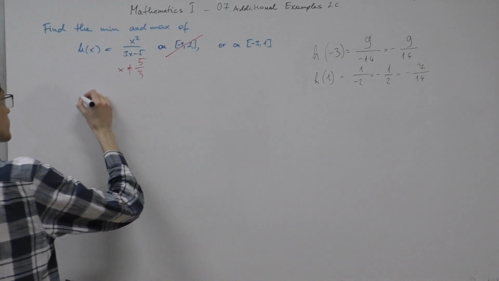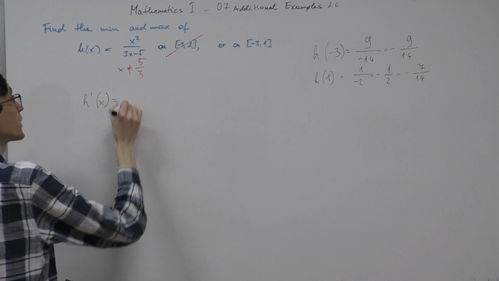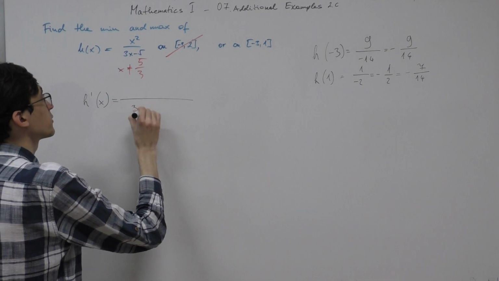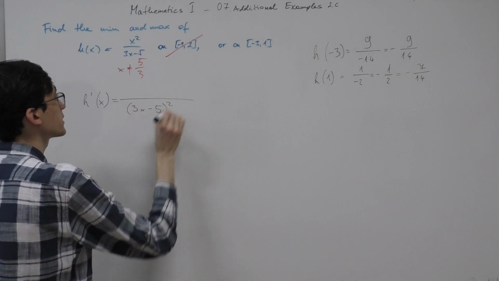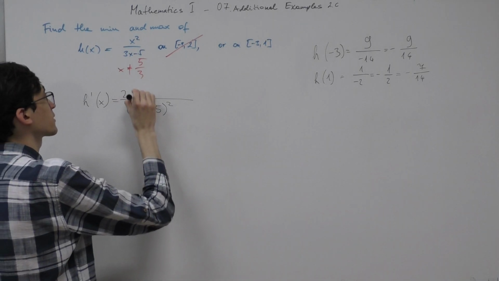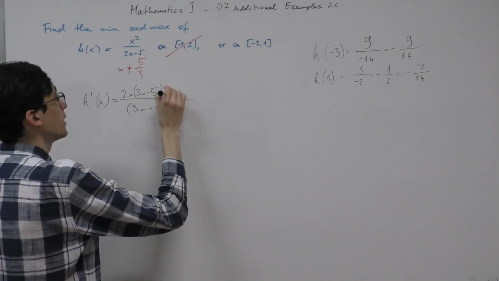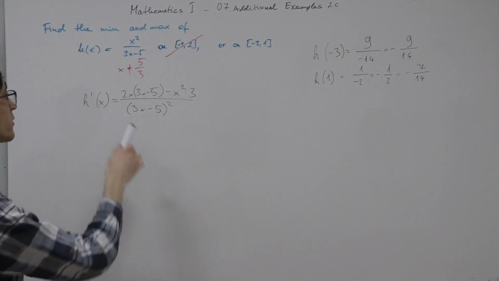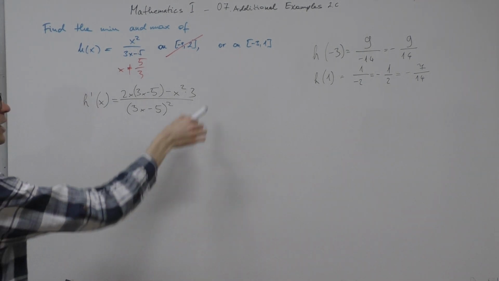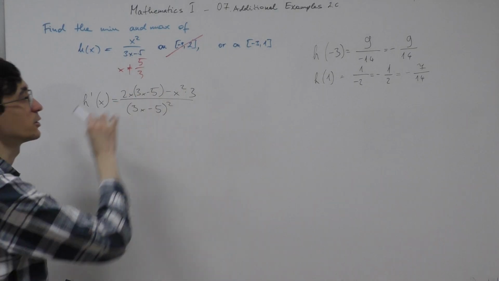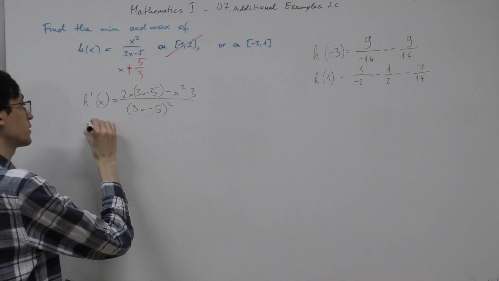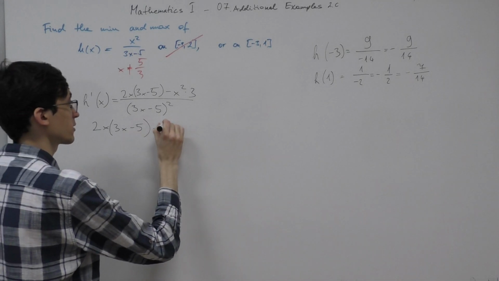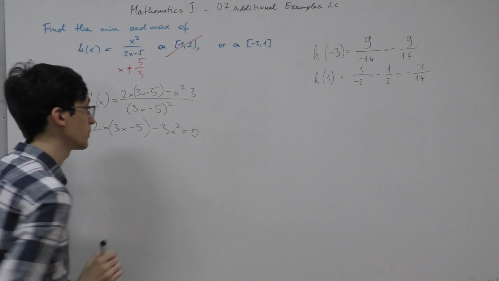To do that, we must first calculate h prime of x. H is a fraction function, so the denominator will be (3x minus 5) squared, and the numerator will be 2x times (3x minus 5) minus x squared times 3. Now we must find out where h prime is 0, but since h prime is a fraction, we must only find where the numerator will be 0. To do that, we must solve the equation 2x times (3x minus 5) minus 3x squared equals 0.